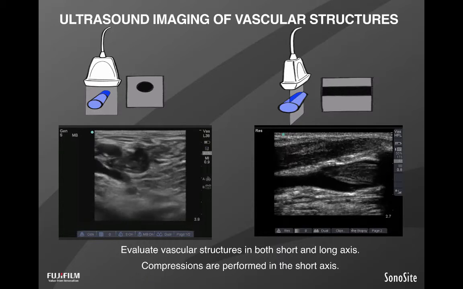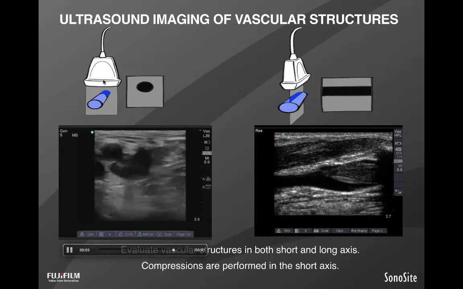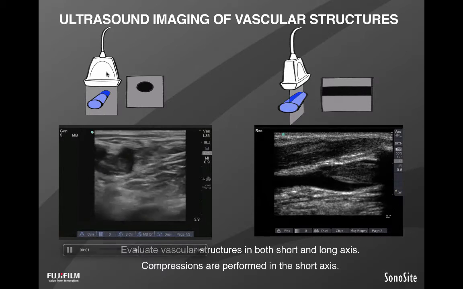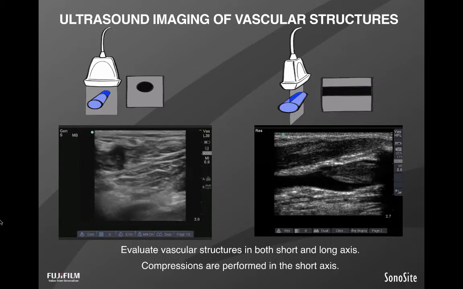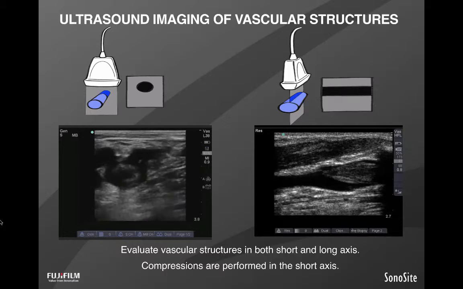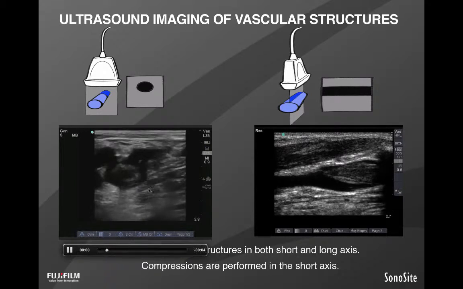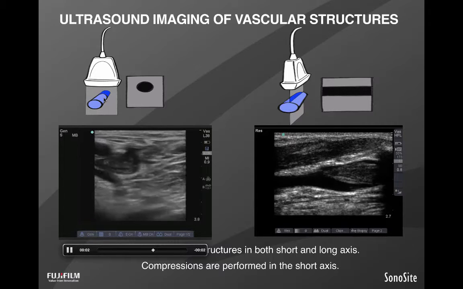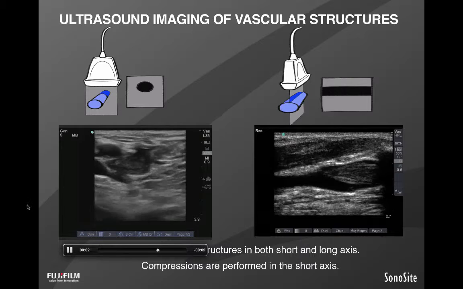So how do we image vascular structures? As many of you know, we use the linear transducer, right, which is a high frequency probe or modality that can really image very clearly the superficial vessels, right? So here on the left, we have a transverse view, right? So it's perpendicular to the vein. So we see the entire borders of the vein here.